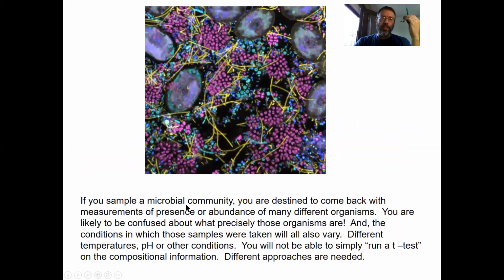So you can imagine, if you sample a microbial community, you're destined to come back with measurements of presence or abundance of many different organisms. You're likely to be confused about precisely what organisms those are. You may be using operational taxonomic unit or some other words like that. That just means it's something, but we don't know what that is. It's just some genes look different than the other things. What exactly is going on? Nobody knows. And you may also have temperature, pH, or some other things you're measuring in that gut microenvironment.